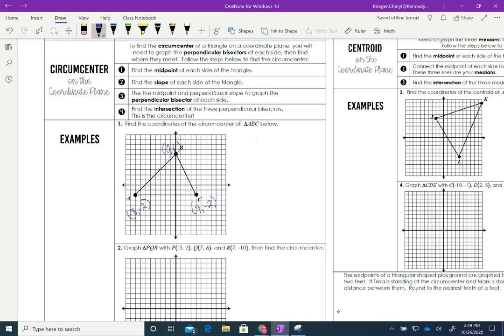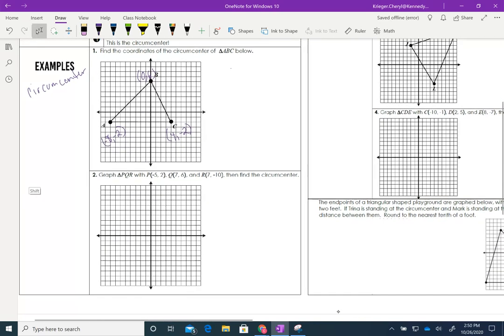All right, so the first step is to find the midpoint of each side. Okay, and we know that circumcenter is created by perpendicular bisectors. So that's essentially what we're going to do. Circumcenter is made from perpendicular bisectors. And if it's bisecting, it's cutting the segment in half. So that's the midpoint. So let's find the midpoint of AB. And I'll do midpoint is capital M of AB.